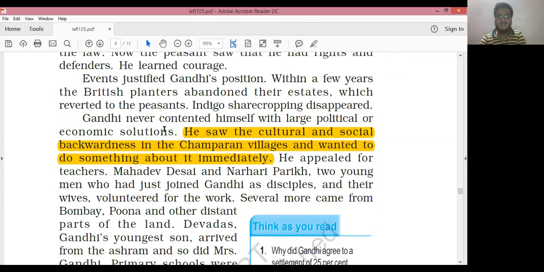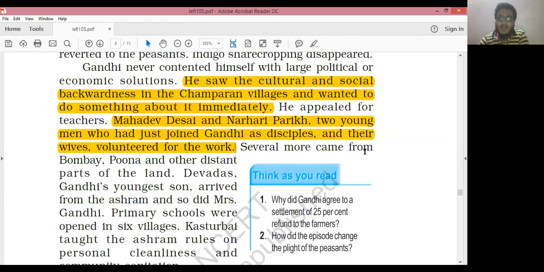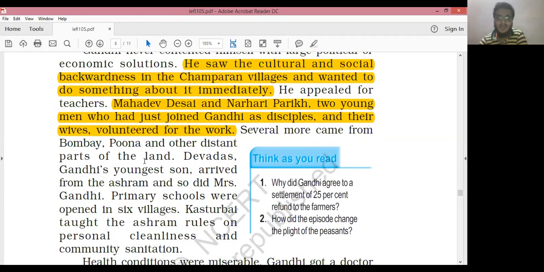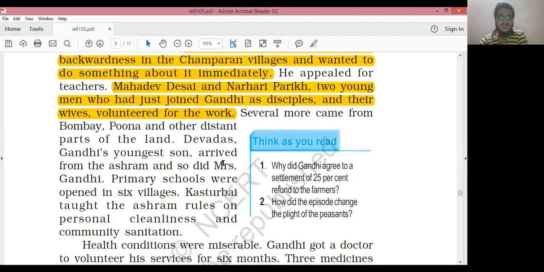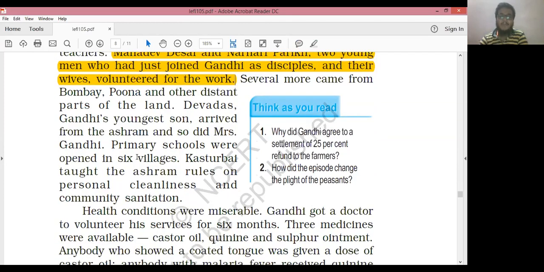He appealed for teachers. Mahadev Desai and Narahari Parikh, two young men who had just joined Gandhi as disciples, voluntarily were ready to serve as teachers. Their wives also volunteered for the work. Several more came from Bombay, Pune, and other distant parts of the land. Devdas, Gandhi's youngest son, arrived from the ashram. So did Mrs. Gandhi. Primary schools were opened in six villages. Kasturbai taught the ashram rules on personal cleanliness and community sanitation.